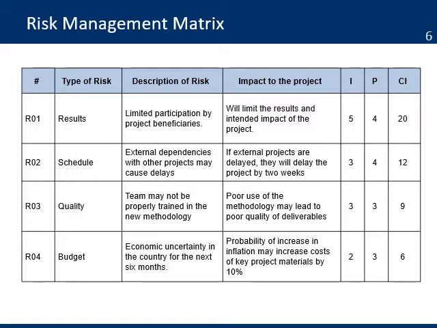For each risk, you need to identify the level of impact and probability. For example, you can use a scale of 1 to 5. 1 is low and 5 is high. The last column is the risk composite index. This is the multiplication between the impact and probability. For risk 01, the composite index will be 5 times 4, which is equal to 20. That number helps you organize and prioritize all the risks on your project.